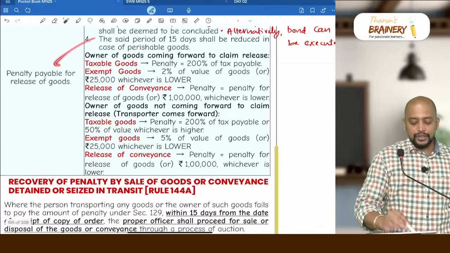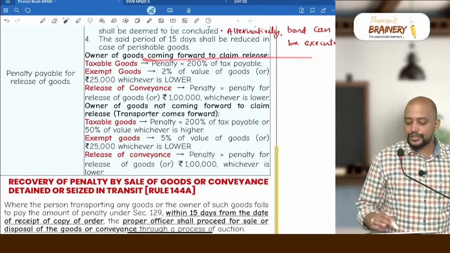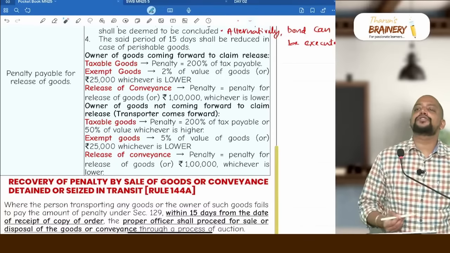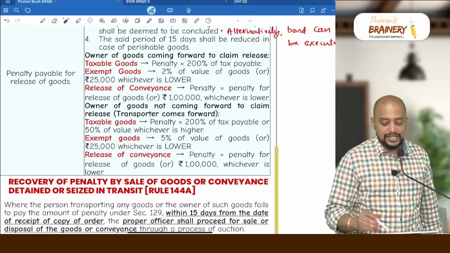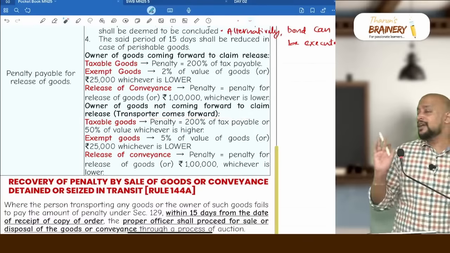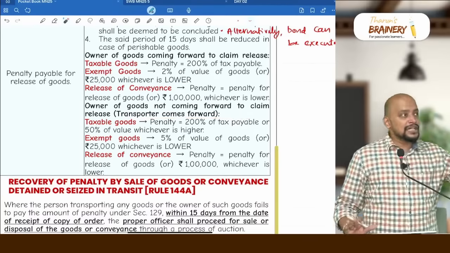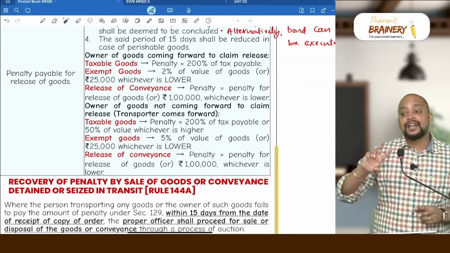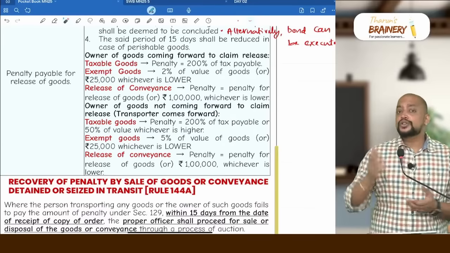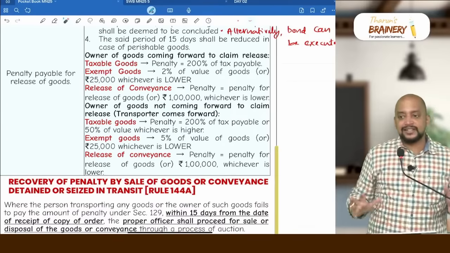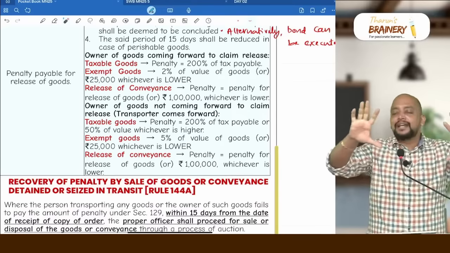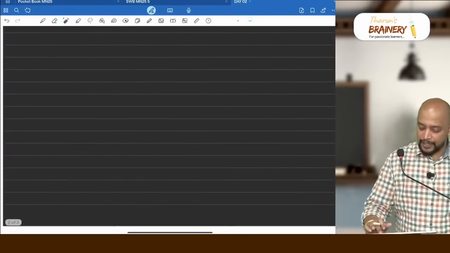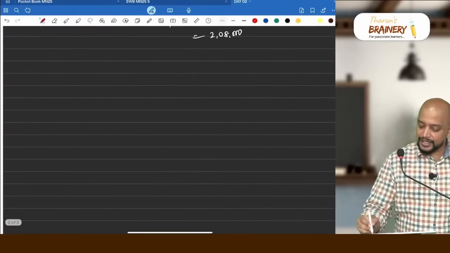Here we have two headings: owner coming forward to claim release, and owner not coming forward to claim release. When the owner is not coming forward to claim release, who comes forward? The transporter will come forward. How much is the penalty? If the owner is coming forward, then for taxable goods, 200% of tax will be the penalty. 200% of what tax? CGST tax. So for example, 15 lakhs is the total value. Please try to understand here.